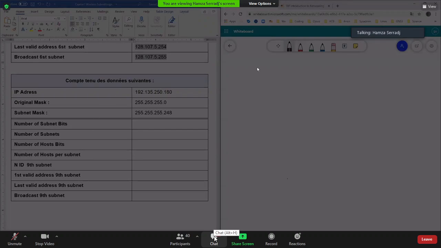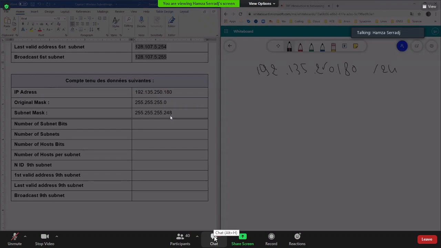We have here 192.135.250.180. We had /24, and we end up with /how many? We have 248 here. How many bits did I add? How many bits did I add?